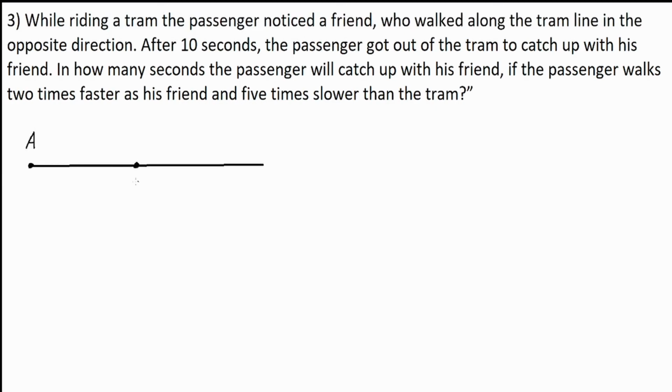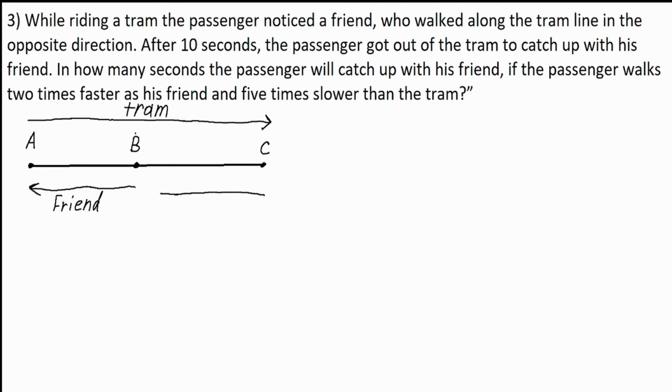So let me draw the line with 3 points, A, B, and C. The tram will be going from A to C direction. Point B will be the point where the passenger noticed his friend, and the friend will be going from B to A. And point C will be the point where the passenger gets off the tram to catch up with his friend. And point A will be the point where the passenger and his friend will catch up.